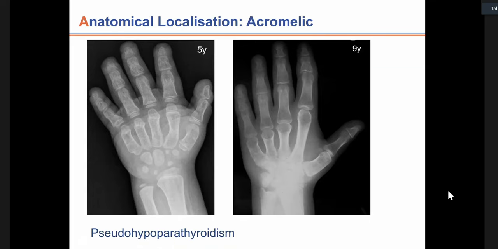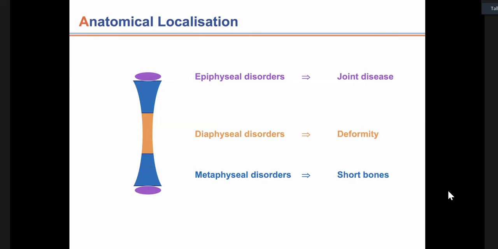The other conditions, acromelic, think about pseudohypoparathyroidism, in particular the short metacarpals 3 to 5, but it doesn't have to always be 3 to 5. It can be more uniform. It can be 1 and 3. It can be 4 and 3. But usually there will be some shortening of some of the metacarpals.